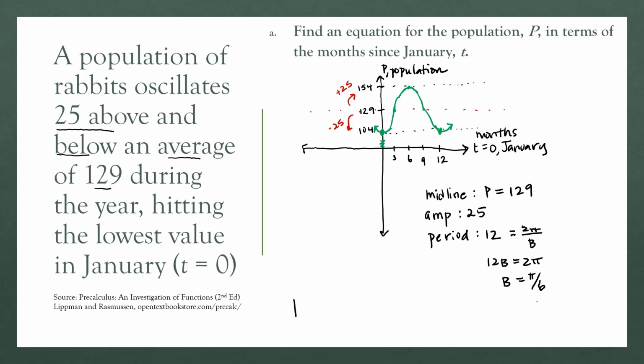So I'm going to say P of t is equal to negative my amplitude times the cosine of my b value, which is pi over 6. Now there's no shift on this one, so I'm just going to close off that argument. And then I'm going to put my midline here, which is plus 129. So that is the function or the equation that models this scenario.